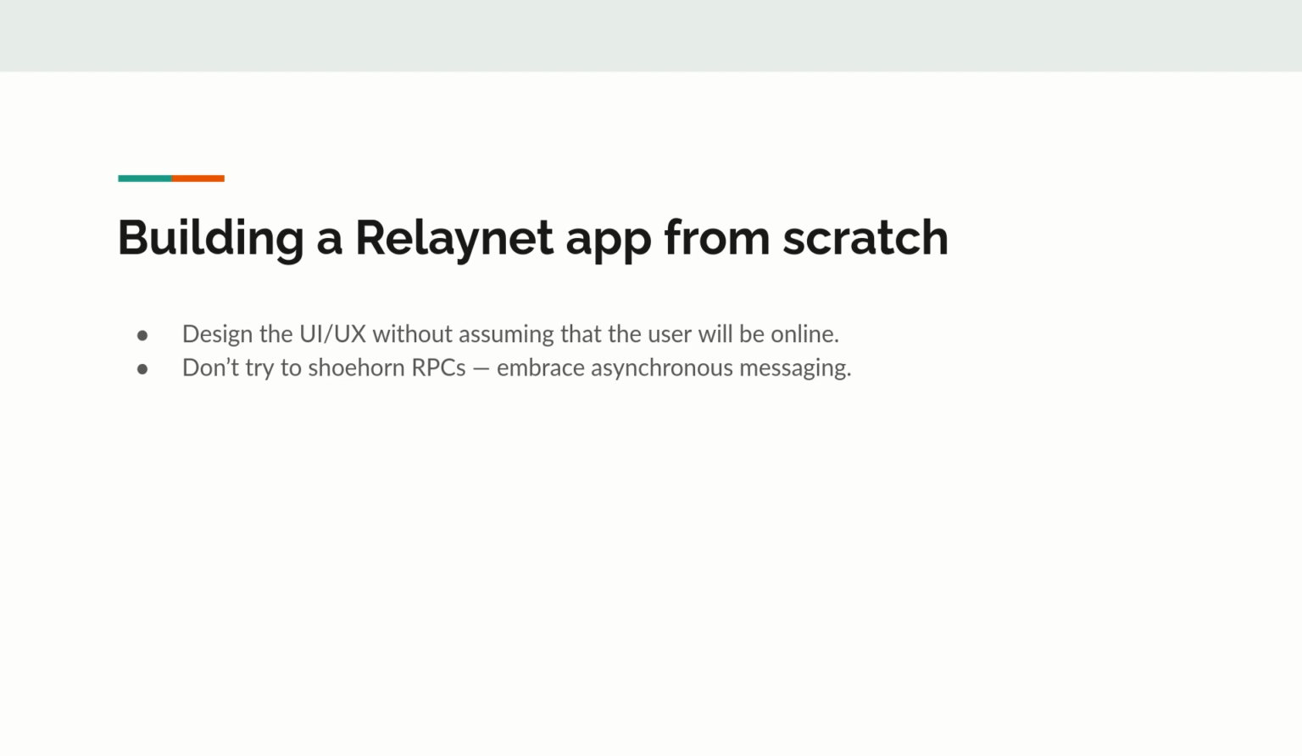If you happen to be building a service from scratch and you choose to use Relaynet, there are 2 things that I think you need to keep in mind. One is that obviously you have to make sure that the UI and the UX will work when the user is not online. So don't assume that the user is going to be connected to the internet when they perform any action. And the other thing, and this is more technical, is try to embrace asynchronous messaging. Don't try to shoehorn RPCs, to get the most out of Relaynet. You can mimic RPCs, as I mentioned earlier, but you really should try to avoid that and do it sparingly, only if it's really necessary.